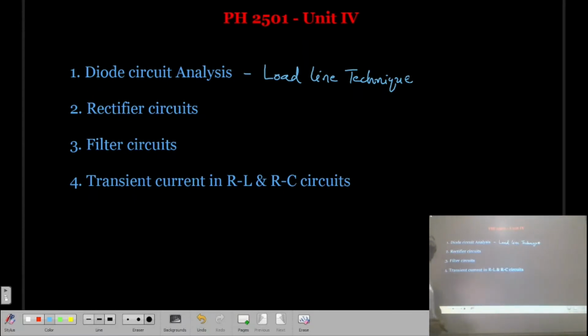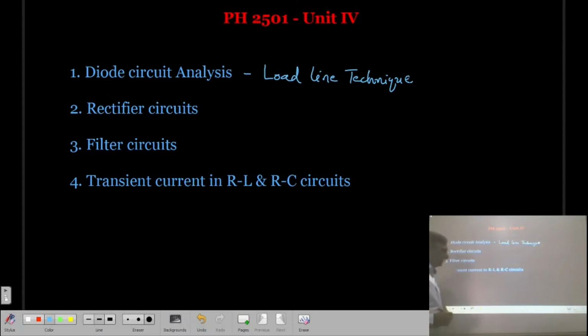The third one is the filter circuit. Basically we know that no rectifier circuit provides a pure DC voltage. There will be some AC component. So how can we minimize this AC component using a filter circuit? For that we have different types of filters. Here we will discuss the L filter and the C filter. By introducing an inductor or a capacitor in a rectifier circuit, how can we reduce the AC component in the output of the rectifier circuit? So we will have a mathematical analysis, and we are going to discuss that in this unit.